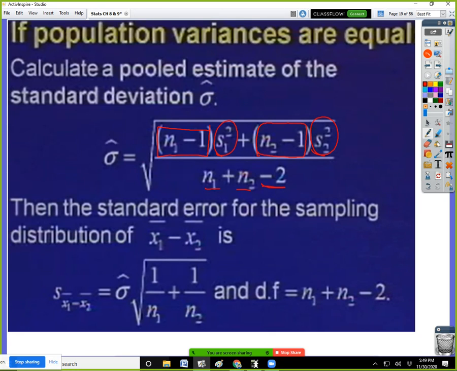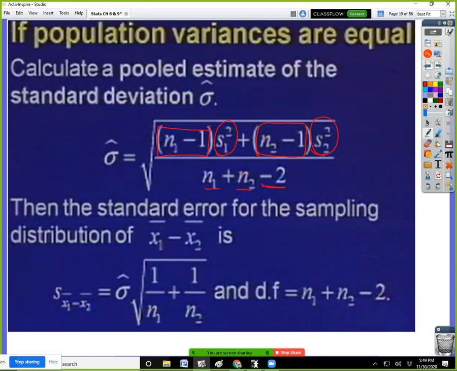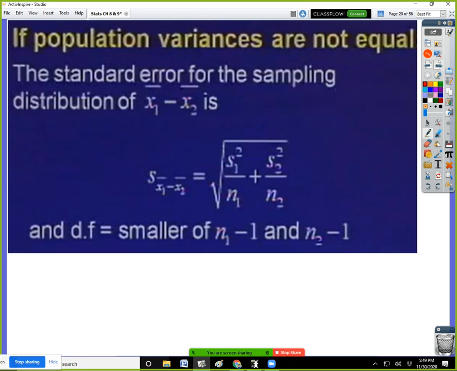Then the standard error is the pooled value we just computed, this big hairy thing, times the square root of 1 over n1 plus 1 over n2. And the degrees of freedom, obviously, is n1 plus n2 minus 2. If the population variances are not equal, it's a lot simpler. You'll notice if they are equal, it's big and hairy; if they're not equal, it's a little bit faster. It's more like the one we had before: s1 squared over n1 plus s2 squared over n2, that's our old sigma. Now, the degrees of freedom is the smaller of n1 minus 1 and n2 minus 1, whichever is smaller.